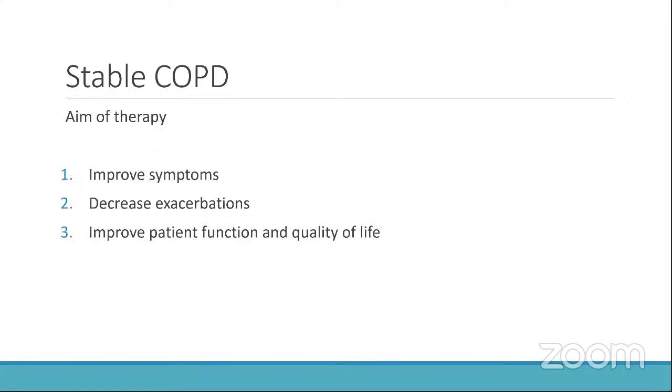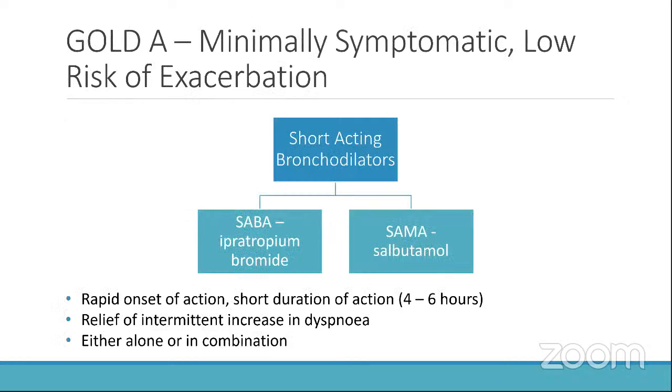The aim of therapy for stable patients is to improve symptoms, decrease exacerbations, and improve patient function and quality of life. So based on the GOLD classification, specific bronchodilators are recommended for stable patients. GOLD A patients are minimally symptomatic and have a low risk of exacerbation and should receive a short-acting bronchodilator for acute dyspnea relief. This can either be a short-acting muscarinic agonist, a SAMA, such as salbutamol, or a short-acting beta agonist, a SABA, such as ipratropium bromide, both of which are available on the EML.